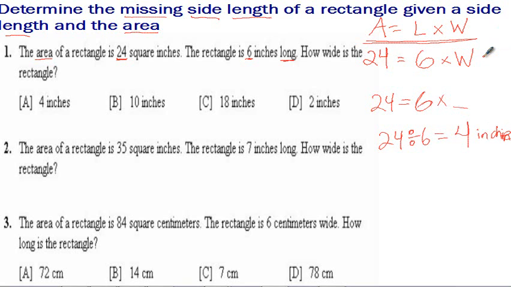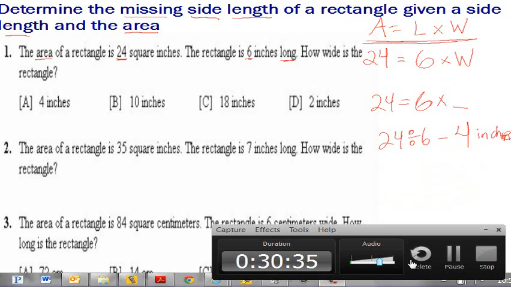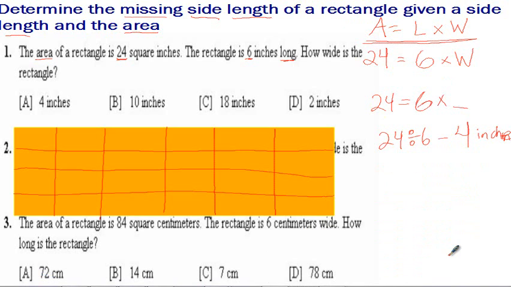I should have shown you what we did in a picture first. So, this is what happened, guys. They told us the area of a rectangle is 24 inches. This is a horrible rectangle. What this question told us was that, hey guys, there's 24 squares in here. 1, 2, 3, 4, 5, 6, 7, 8, 9, 10, 11, 12, 13, 14, 15, 16, 17, 18, 19, 20, 21, 22, 23, 24. Okay?